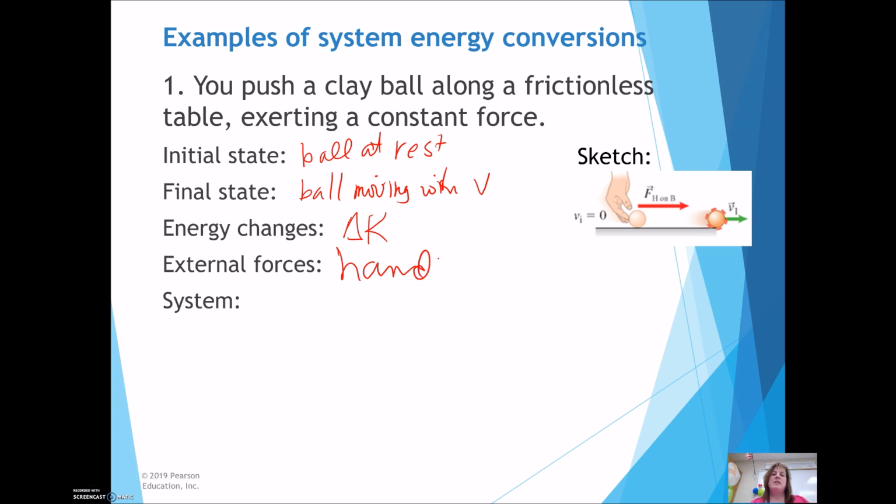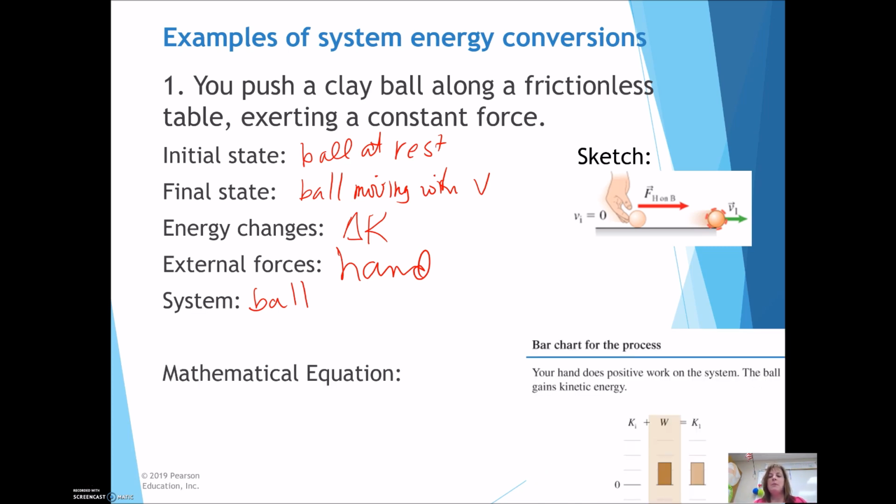So when I set up the system in this case, I want to talk about it in terms of the hand doing work to give the ball kinetic energy. So in this case, my system is just the ball. That way the hand is outside, and it's an energy transfer through work and not through energy transformation. When we set up our mathematical equation, where the hand does positive work on the ball, here's actually an energy diagram, a graph of energy, which is a great way to visually look at what's happening.